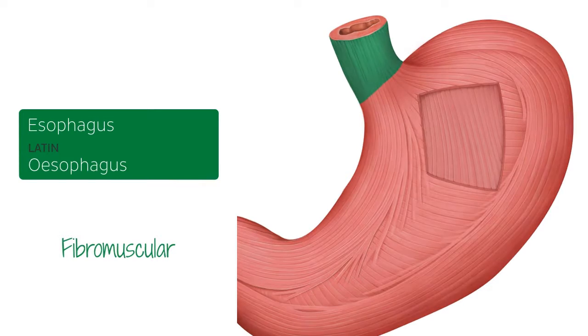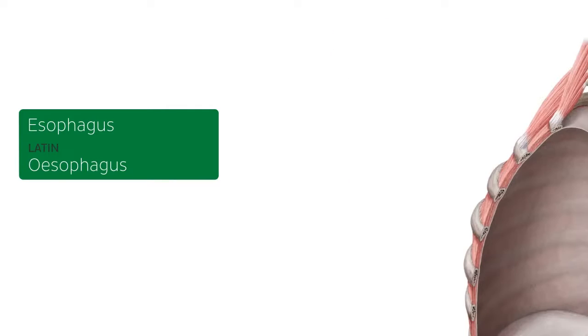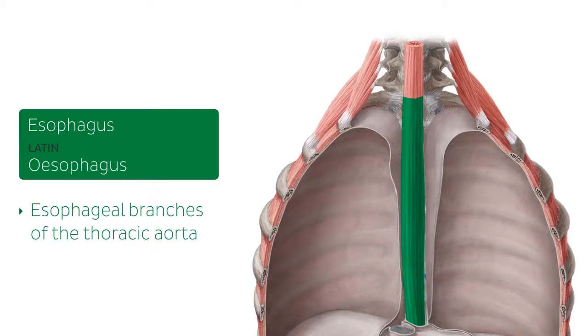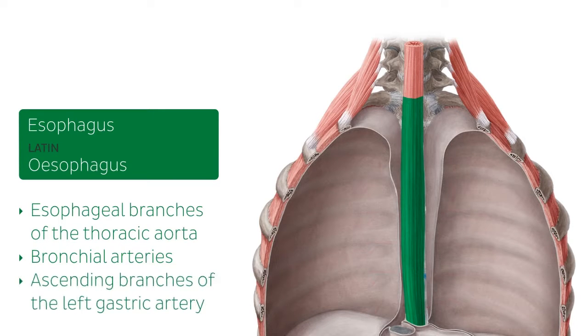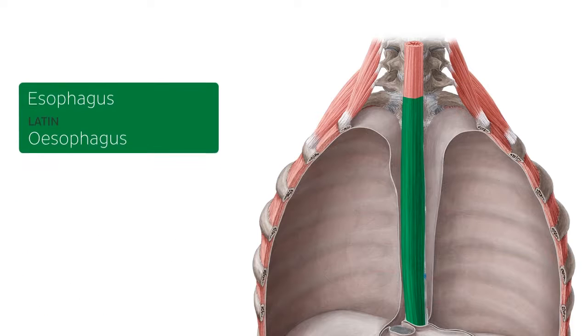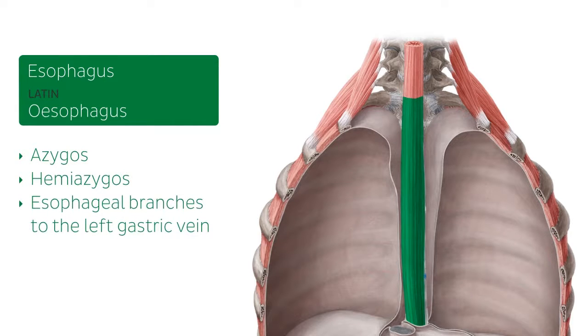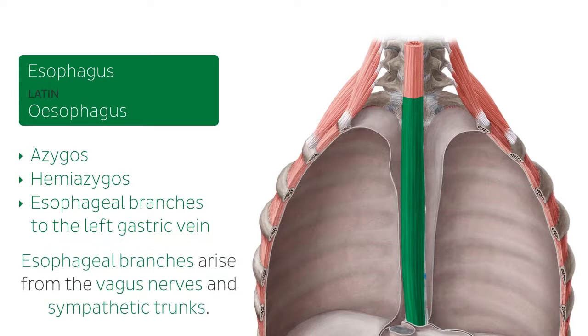The esophagus is supplied by the esophageal branches of the thoracic aorta. It's also supplied by the bronchial arteries and the ascending branches of the left gastric artery. The venous drainage is provided by small vessels returning blood to the azygous and hemiazygous veins, and by the esophageal branches to the left gastric vein. The innervation of the esophagus is complex, but it is mainly supplied by the vagus nerves and sympathetic trunks.